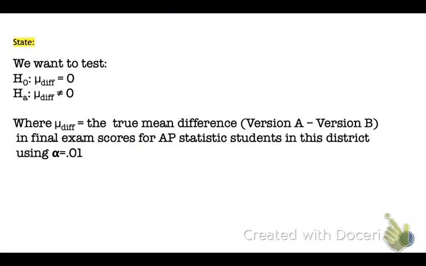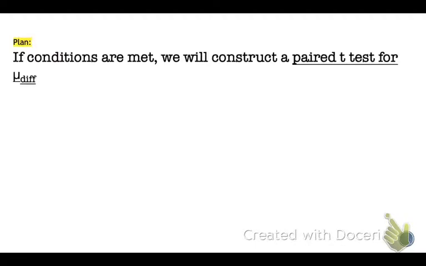Okay, so what am I going to do for my plan? Well, if conditions are met, we will construct a paired t-test for the mean difference. I just need to remind you, make sure you are always using parameters for your hypothesis. If you ever use x bar or p hat, you are always wrong. You use parameters, which are your Greek letters, mu.